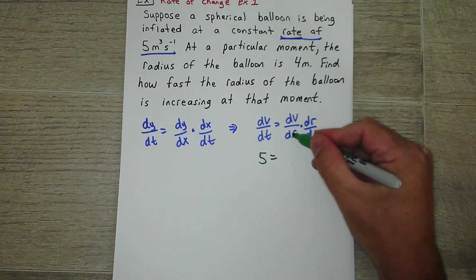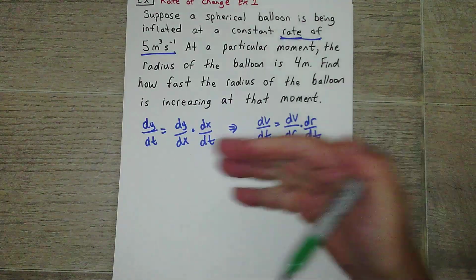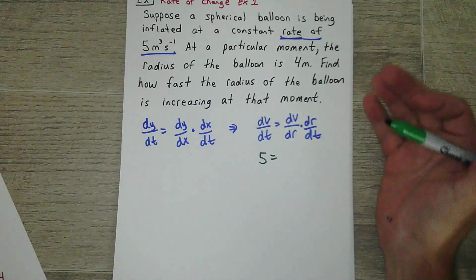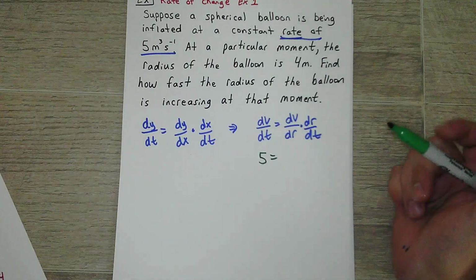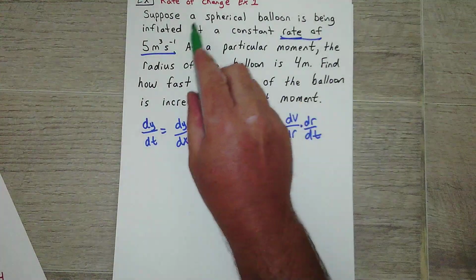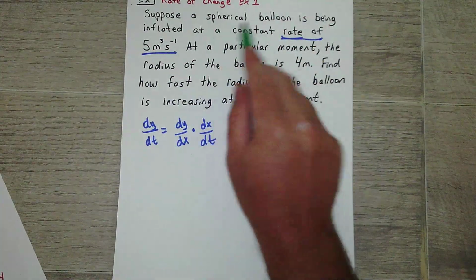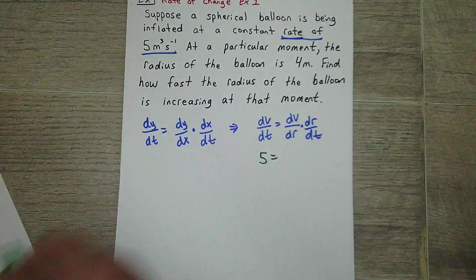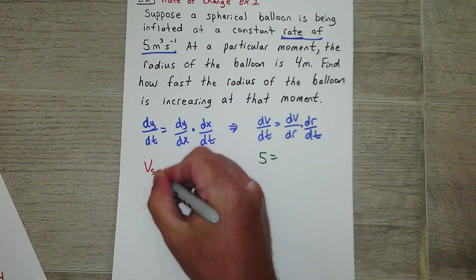Alright, dV dr. So that's the derivative of V with respect to r. Do we have an equation here? No. So you always need to look for an equation. There's no equation here, but they tell us which equation. A spherical balloon. And we're talking about volume. So we're talking about volume of a spherical balloon. So what is the formula for volume of a sphere?